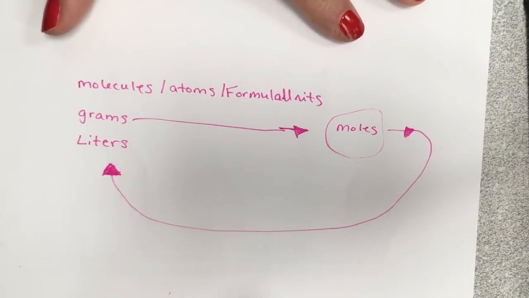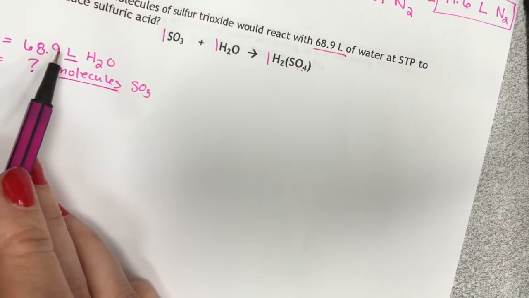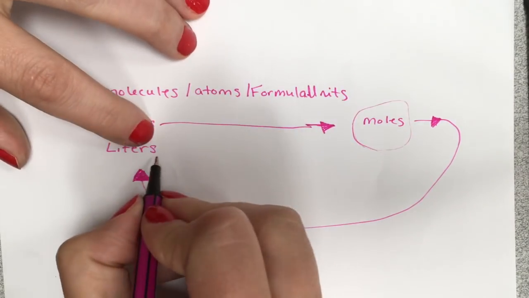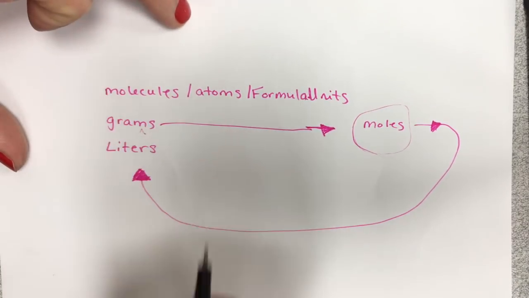So again, we have to actually create our own problem. That's what, again, I think is what's so scary for you. So I already forgot what I was looking for. We're going from liters to molecules. So from liters, okay, we have to convert liters to moles and then moles back to molecules, okay? So that's all we're doing.